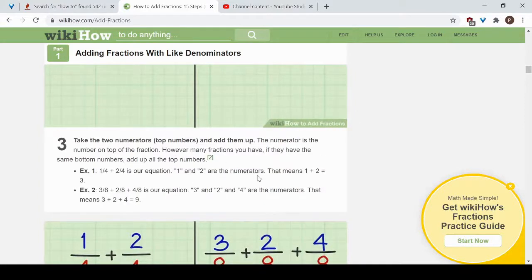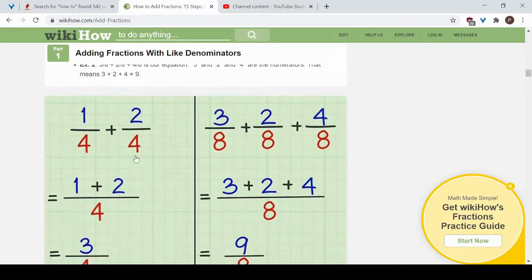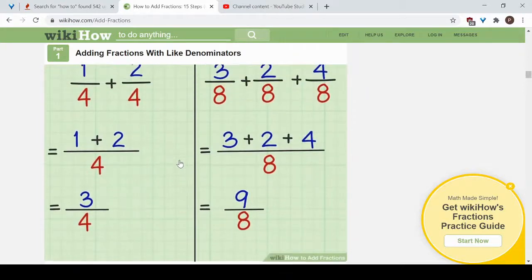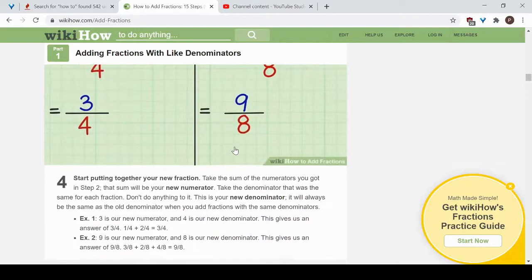Okay. If they have the same bottom numbers, you're going to add up all the numerators, all the top numbers, and keep the same denominator. So here's a good example. 1/4 plus 2/4, you add 1 and 2, and it gives you 3/4. 3 eighths plus 2 eighths plus 4 eighths, you add 3 plus 2 plus 4, and that gives you 9 eighths.